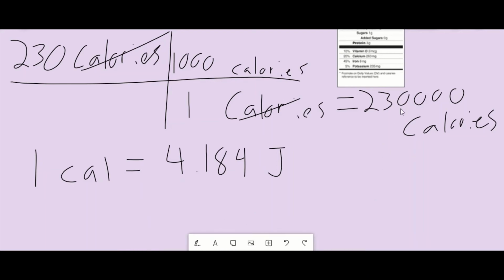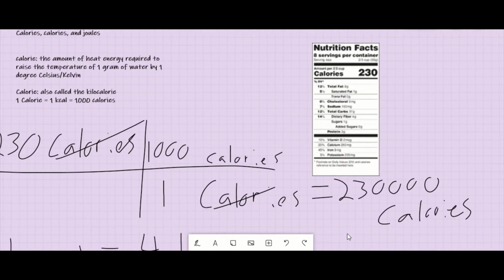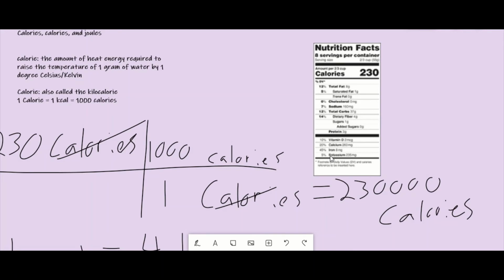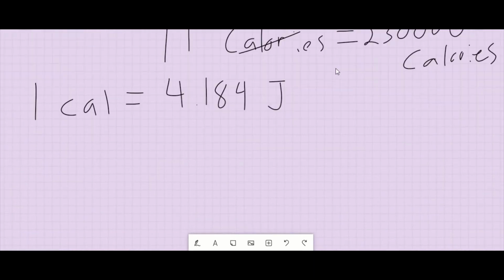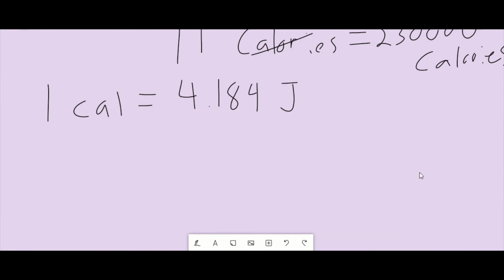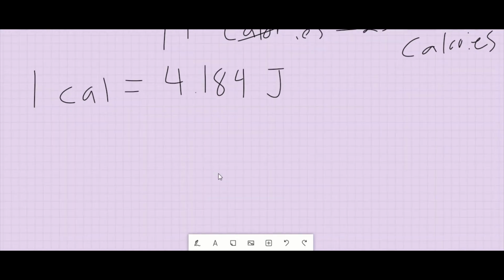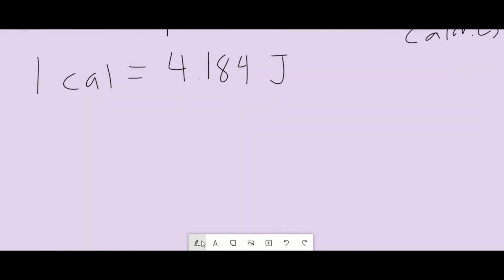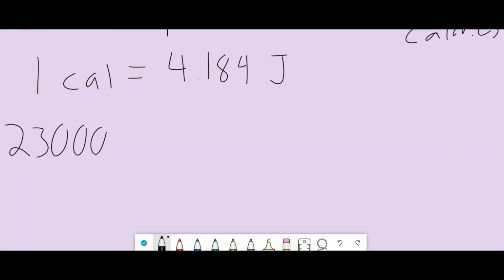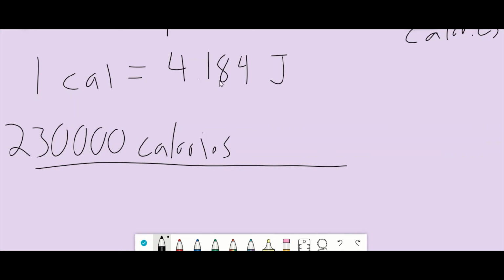So let's take the 230,000 small calories that we got from that nutrition label, which had 230 big calories in it, and convert this into joules. And then from that, we'll get that into kilojoules. So let me give myself some more space here. Remember, it was 230,000 calories, and for every 1 calorie, there are 4.184 joules.